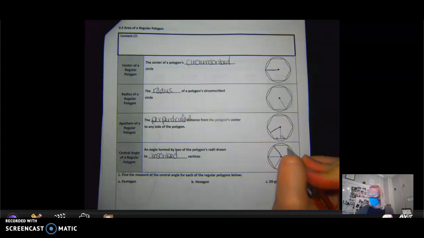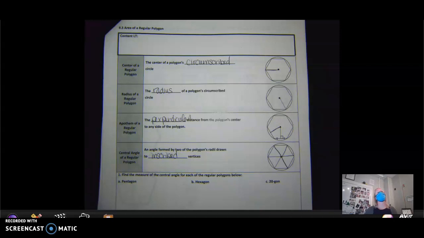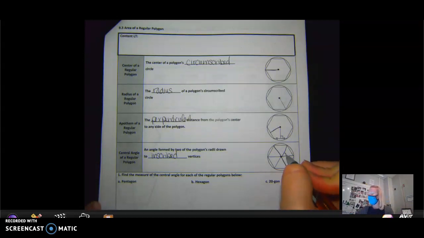What's going to be true? Let's say I drew all of these central angles in. What's going to be true about all those central angles? They're all equal. Why are they all equal in this case? Because it's a regular polygon. Okay? So let's say I wanted to find the angle measure of this central angle. How would I do that?